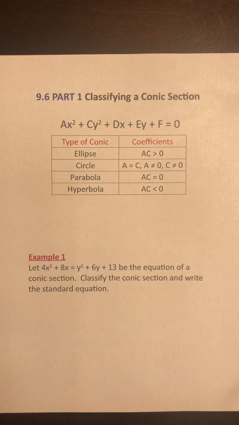Hey y'all, we are starting the last section of chapter 9 today. There's two parts to it. We're just going to do the first part today, which hopefully will be pretty quick and easy. Today we are talking about how we classify a conic section. How do we determine if it's a parabola, an ellipse, a circle, or a hyperbola?